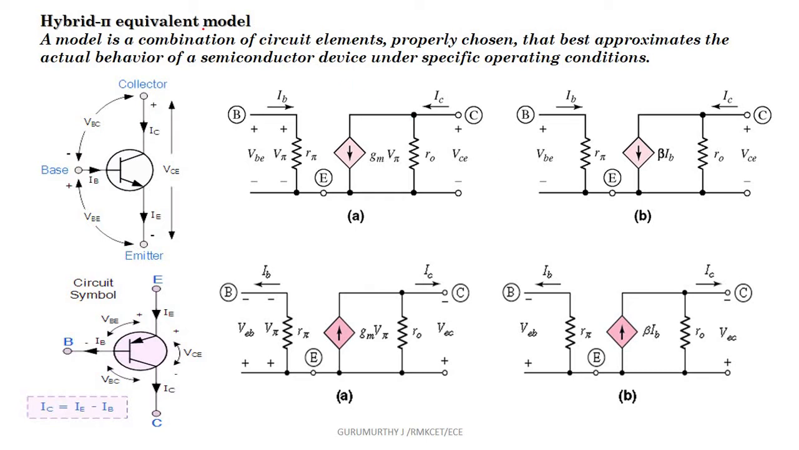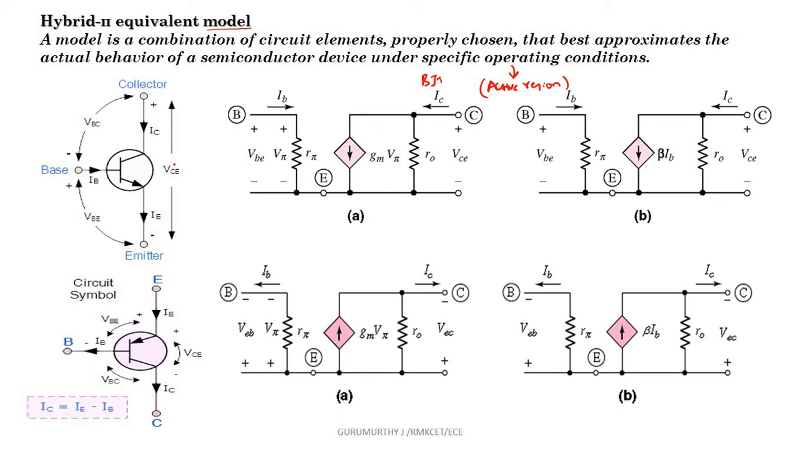So in the previous slide we have seen we are going to use a model. We are going to replace the transistor by its model. And what is a model? A model is a combination of circuit elements, properly chosen, that best approximate the actual behavior of the semiconductor device under specific operating conditions. This specific operating condition says that the transistor is going to be operated in the active region, because we are going to bias the bipolar junction transistor in the active region.